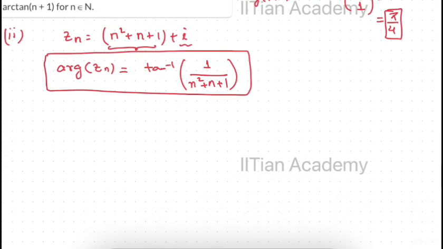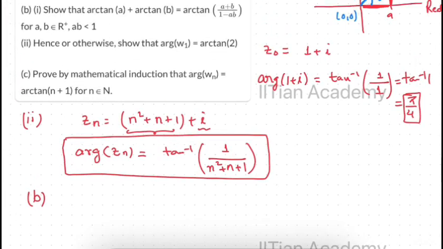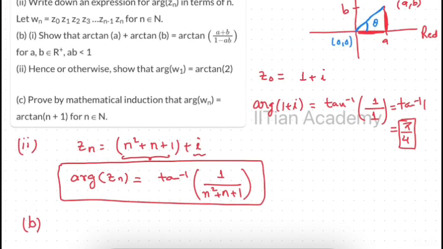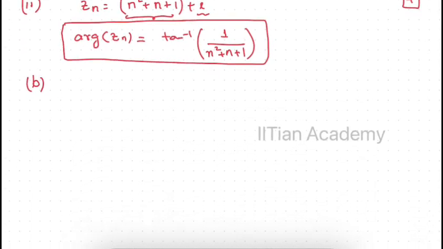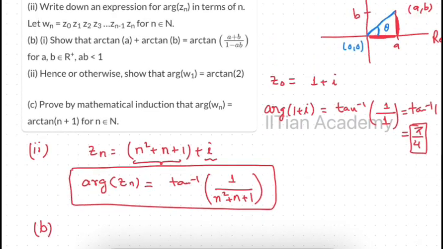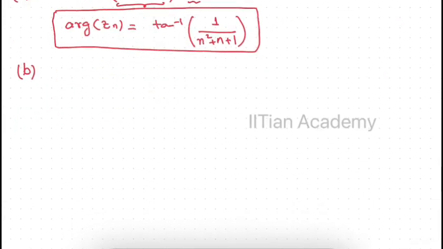Now let us move on to part B. In part B, there is another complex number Wn, which is given as the product of various complex numbers from Z0 to Zn. And we have to utilize this in part B. But before that, we have to prove an identity, which is arctan A plus arctan B is equal to arctan of (A plus B) divided by (1 minus AB). Arctan, or sometimes we also write it as tan inverse, both are the same thing.